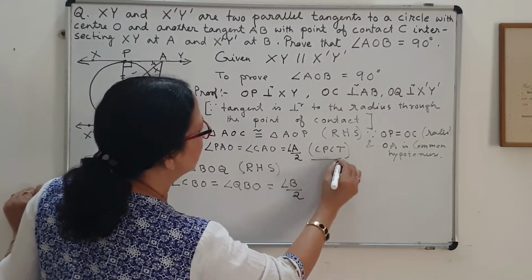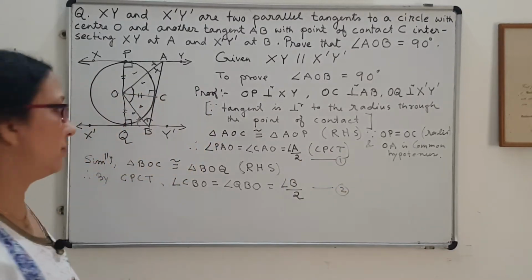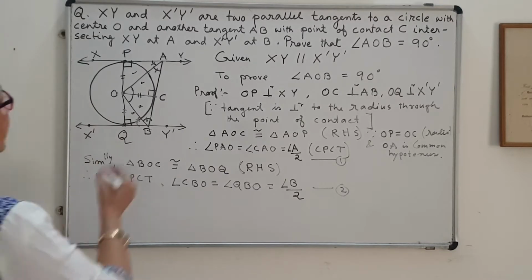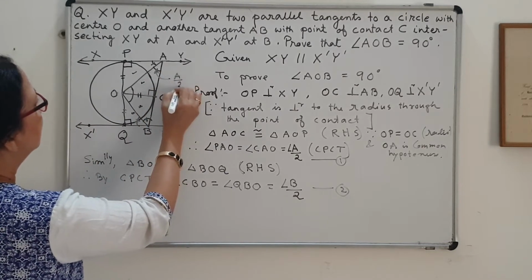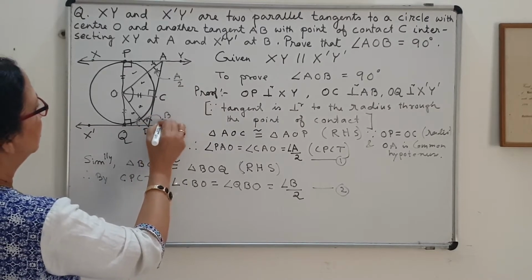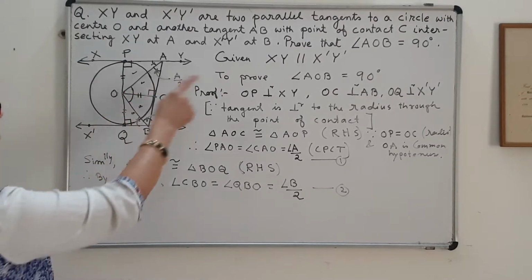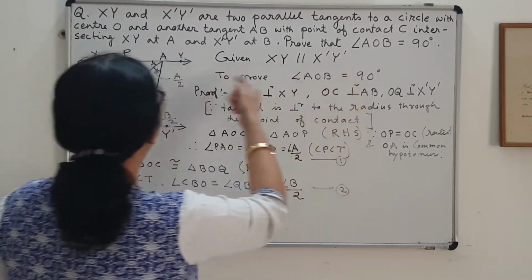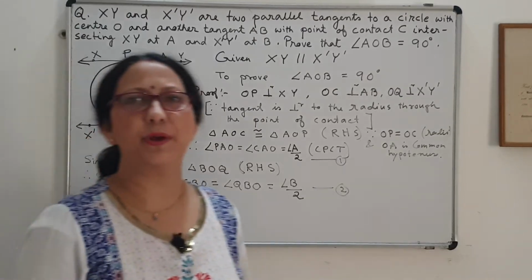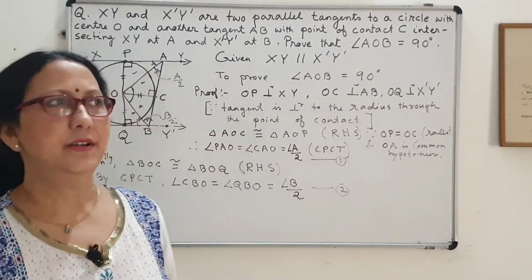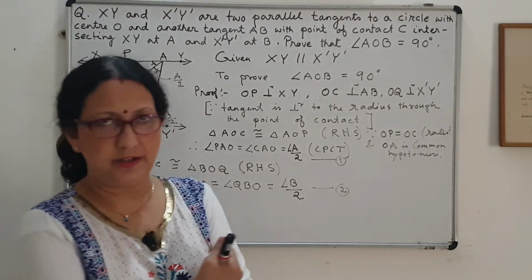So let me mark this as equation 1, and this as equation 2, because we will make use of these two later, so I mark them. So what I got is this angle is equal to A by 2 and this one is B by 2, right? Now you see, it is given that they are parallel, and this is a transversal. So I can use the property of parallel lines, that is, the sum of the co-interior angles is 180 degrees.